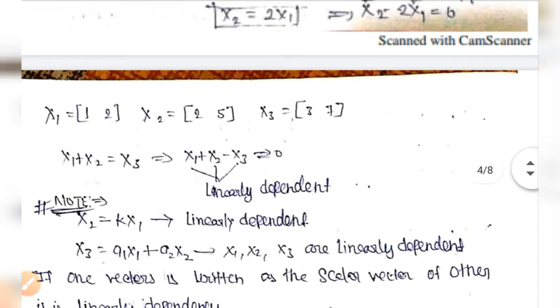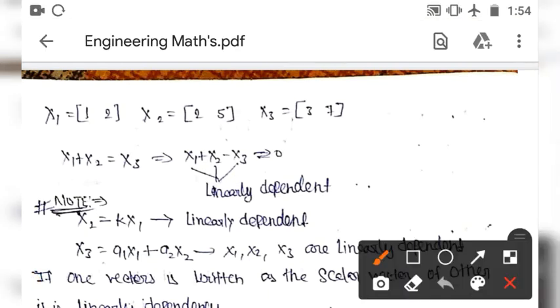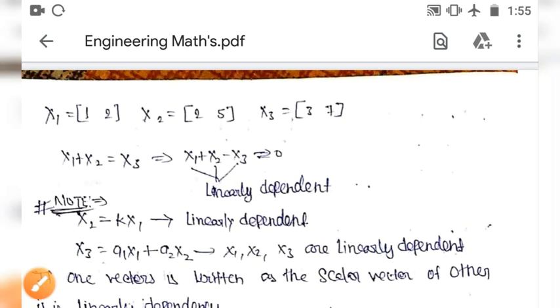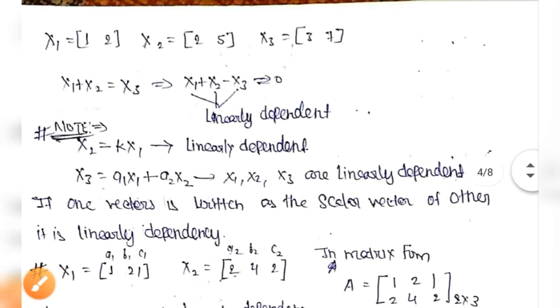Similarly, here three vectors are given. One is x1 with elements 1 2, x2 with elements 2 5, and x3 with elements 3 7. Can we write any of the vectors in the form of the other vectors? x1 plus x2 will give you x3, meaning there is a dependency between these vectors. So the determinant of this will be 0. That is all about linear dependency.